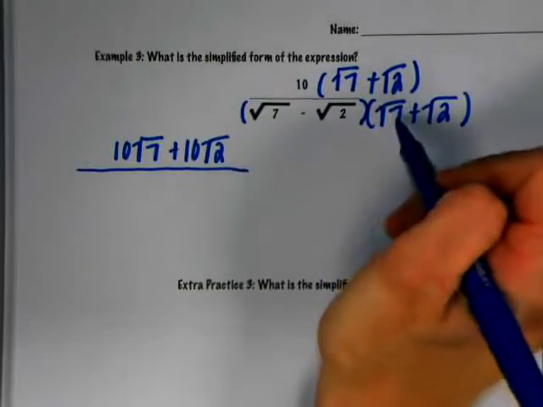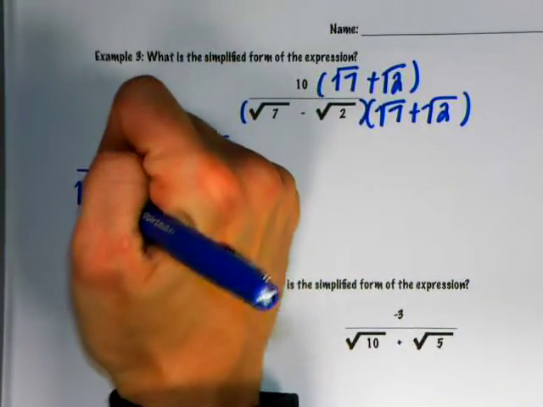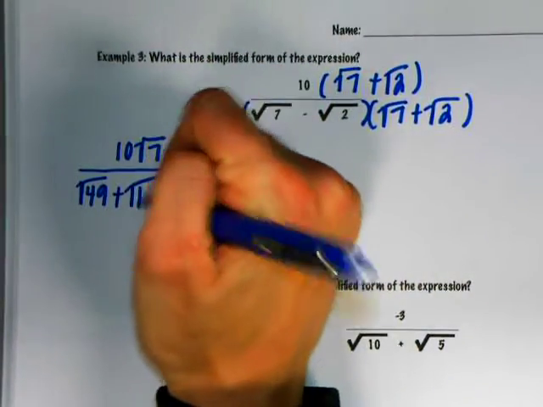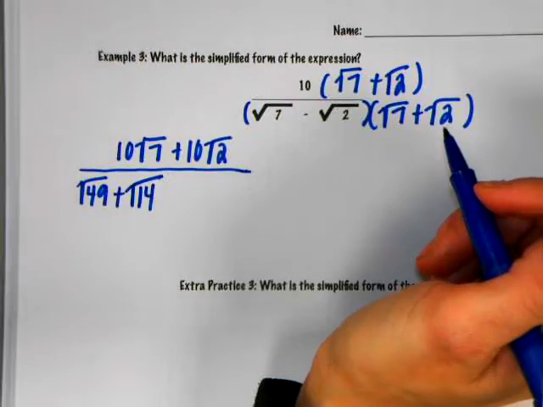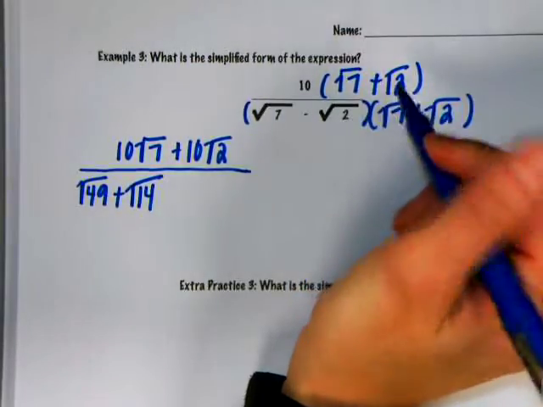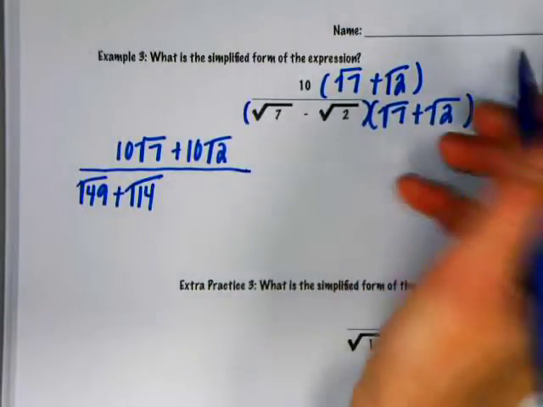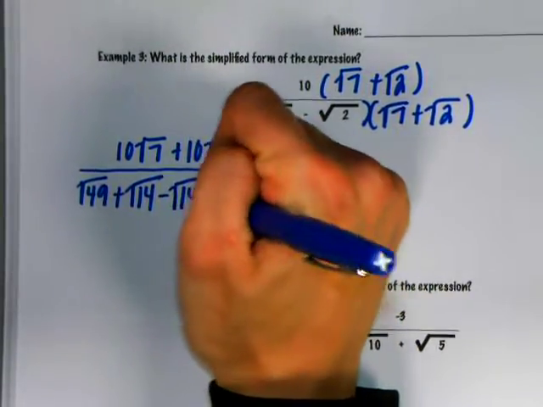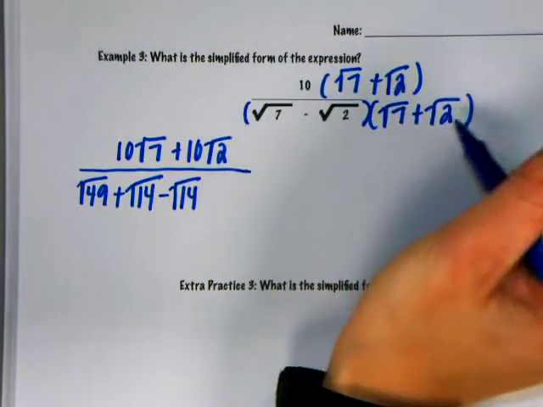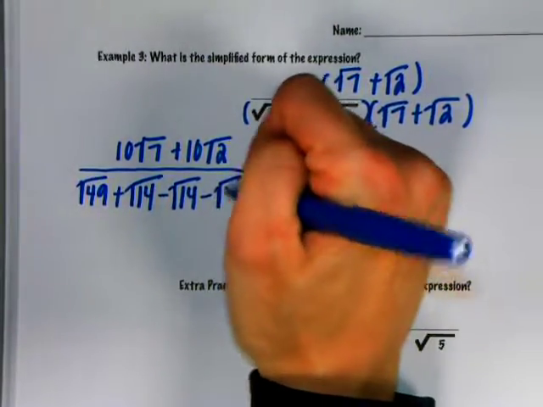So radical 7 times radical 7 is radical 49. And then radical 7 times radical 2 is plus radical 14. And then distribute the negative radical 2. So negative radical 2 times radical 7, negative radical 14. Negative radical 2 times radical 2 is negative radical 4.